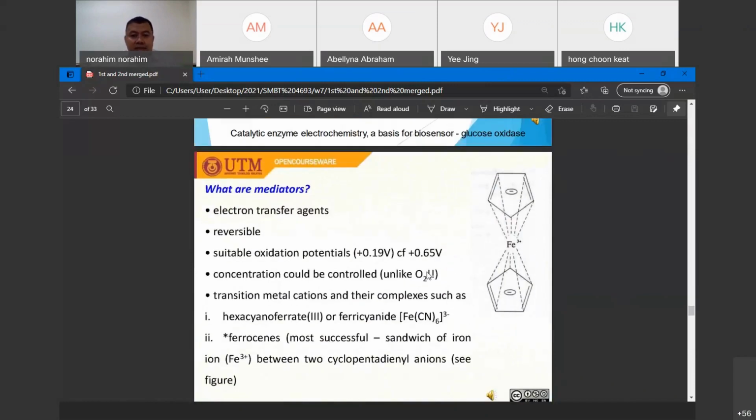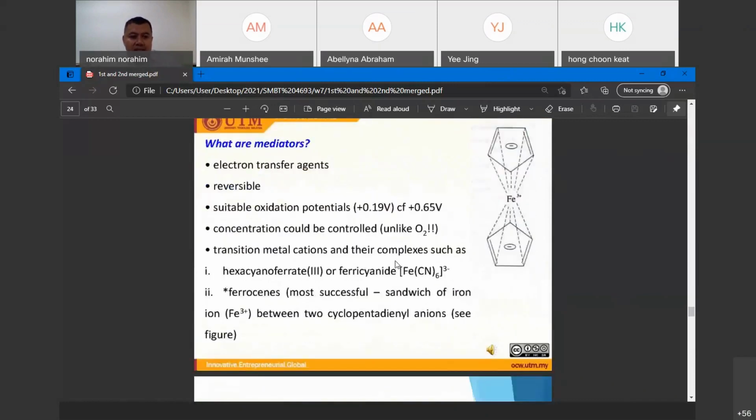So actually, what exactly is a mediator? What are mediators? Mediators are agents that are responsible for transferring electrons. The good thing is that mediators are reversible. What is reversible? It can go through oxidation, and then it goes back to reduction. It is reversible. So mediators have a suitable oxidation potential, about 0.1 volts up to 0.6 volts.